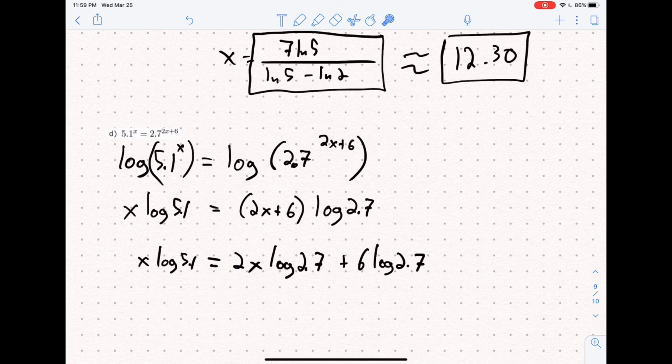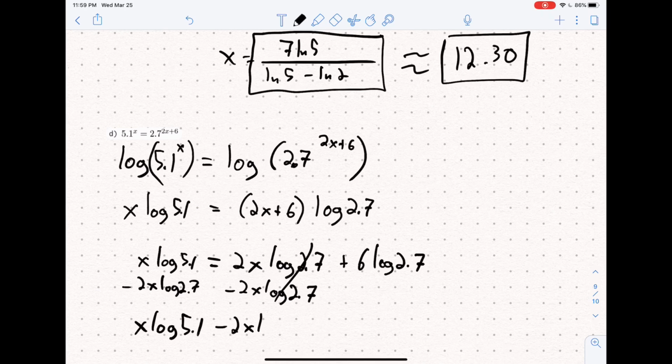Now, let's go ahead and take this term, which has an x in it, and move it to the left so we can combine it with this term, which has an x in it. So we subtract 2x log 2.7 on both sides. On the right, it cancels, and on the left, we have x log 5.1 minus 2x log 2.7, and that's equal to 6 log 2.7.